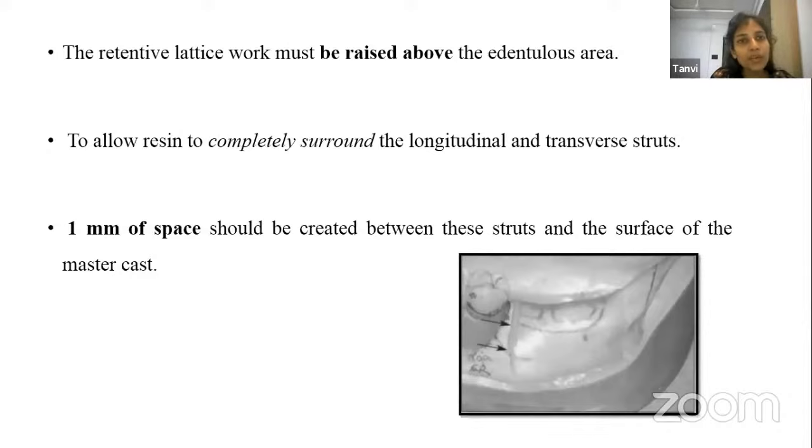The retentive lattice work must be raised above the edentulous area. As shown in the figure, you will see a thin layer of wax which is placed on the master cast. This area will be covered by the resin, and it is approximately 1 millimeter thick.